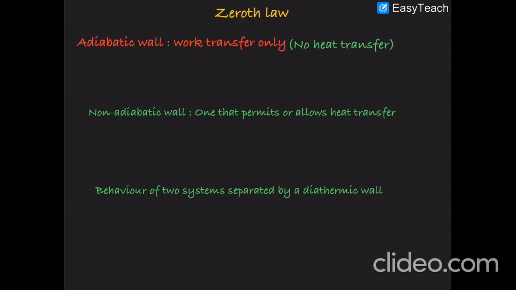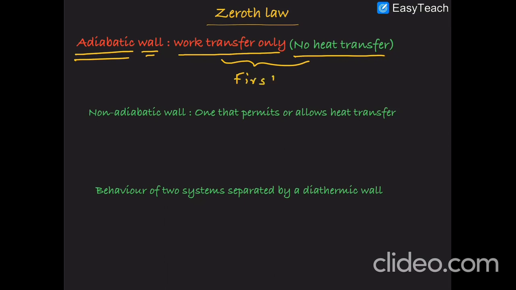So we will learn what is actually the zeroth law. While understanding the first law of thermodynamics, we used the adjective adiabatic, where we saw that when you impose this adjective on a wall, it only allows work transfer, no heat transfer. That adjective led to the understanding of the first law.